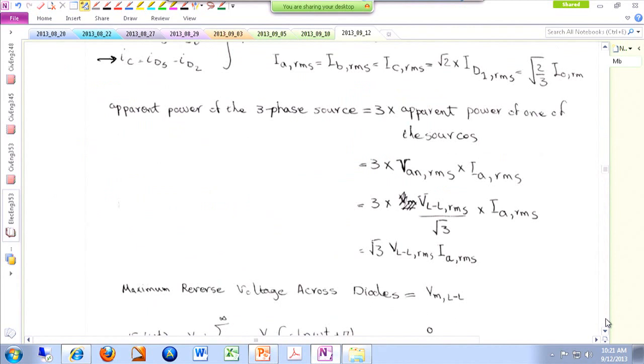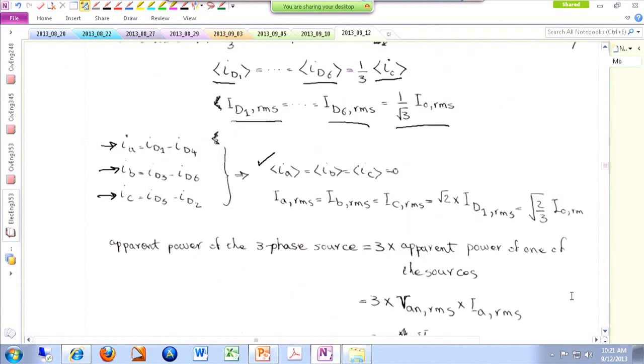But in terms of RMS values, the RMS value of the current of phase A is the same as the RMS value of the current of phase B, and also the same for phase C, and that would be the square root of 2 times the current RMS value of the diodes. So in the end, you have the square root of 2 over 3, times I out RMS.